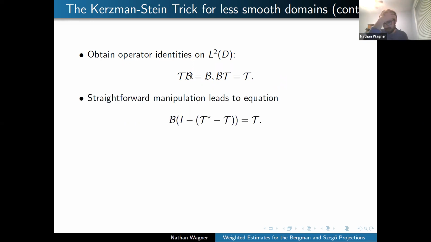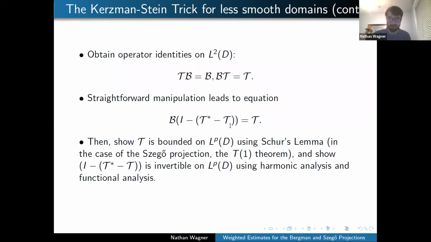And if you take adjoints, do some subtraction, and use the fact that the Bergman projection is an orthogonal projection, so it's self-adjoint, you arrive at the following equation: B times (the identity minus T star minus T) equals T. And notice this T star minus T term is sort of measuring how far T is from being an orthogonal projection, from being self-adjoint.